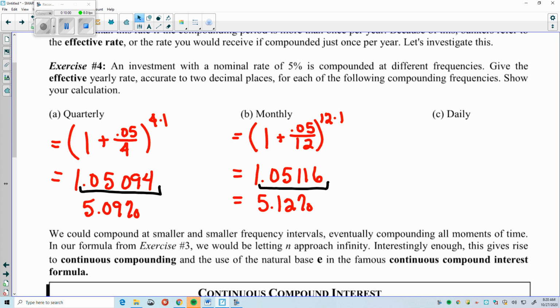Notice we're actually getting a little bit more if we compound it monthly. Okay, so daily, how does that change? Well, your compound is now going to be 365 for our frequency.